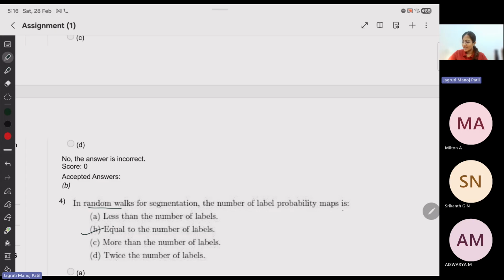So that does mean that for each pixel, you have a label, and for that label, you assign a probability to it. So it's always that for n pixels, you have n labels. So it's always equal to the number of labels, hence the number of probability maps.